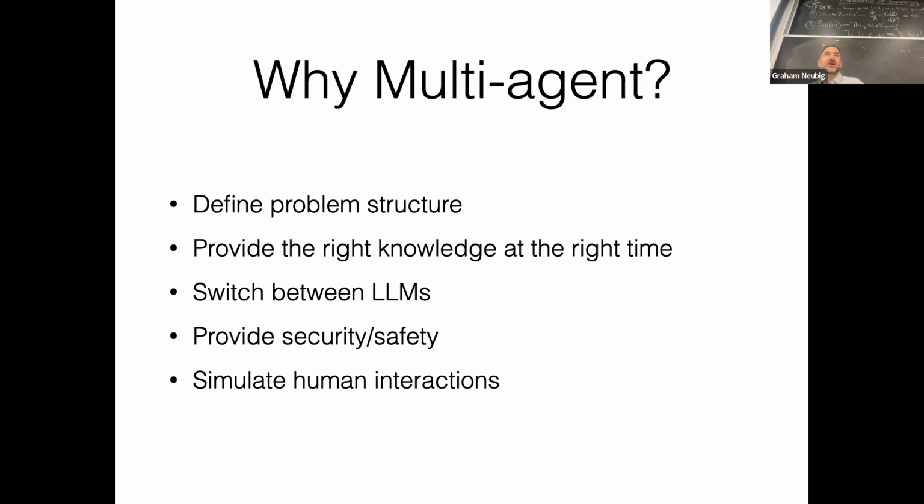And then finally, there are methods to simulate human interactions. And so this could either be simulating the interaction between a human and a system, or it could be simulating the interaction between many humans, for example. So these are some other examples.